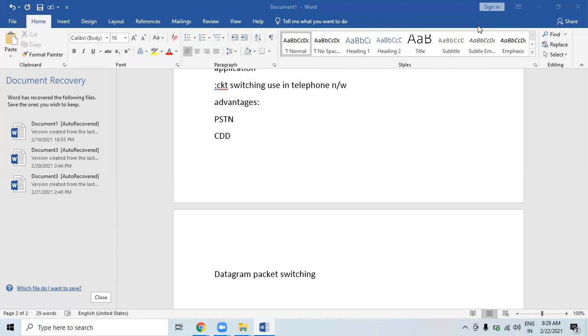Datagram network in the internet: the internet uses the datagram approach to switching at the network layer. The routing of packets in the internet takes place on the basis of the universal address defined in the network layer. So this is about switching.